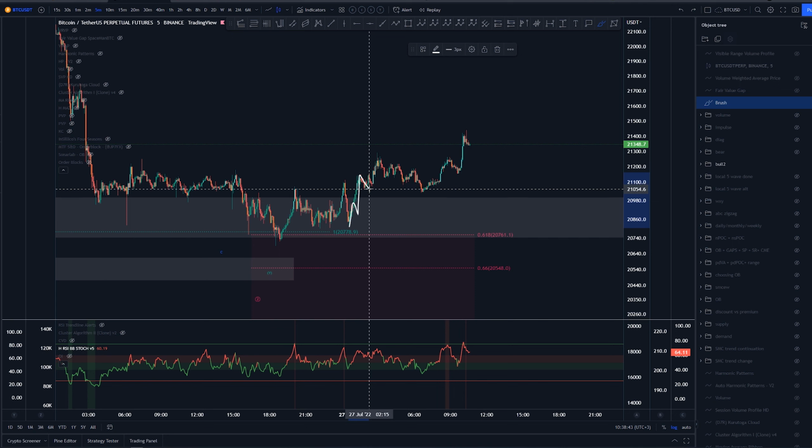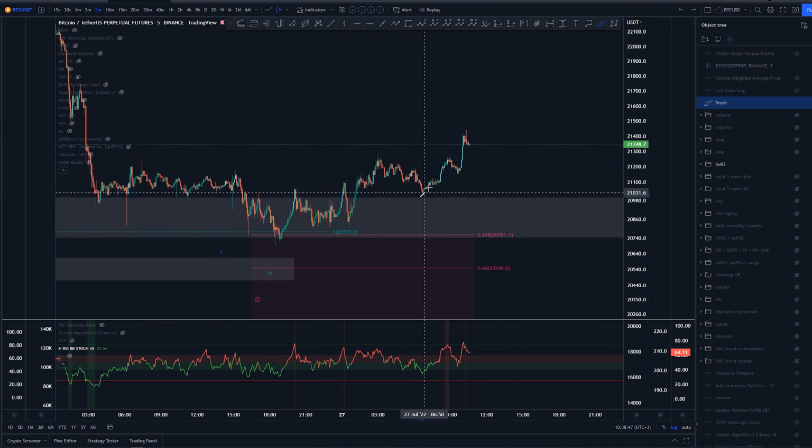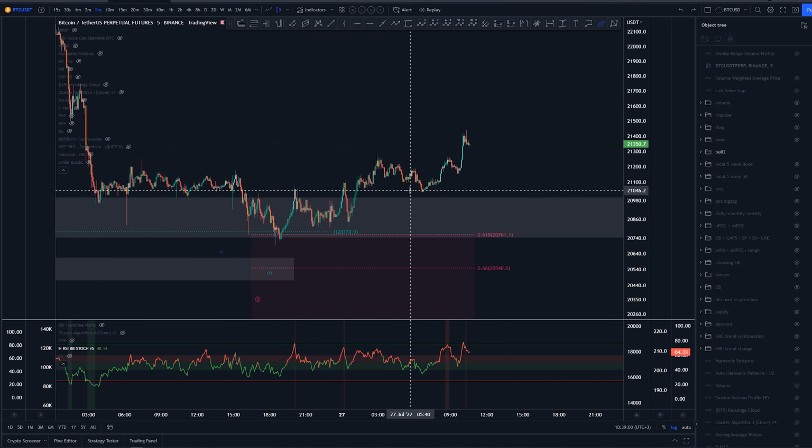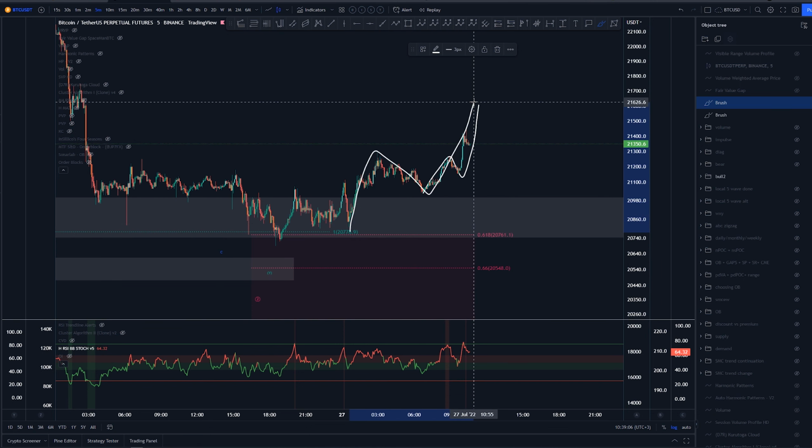So A, B, and then something else. This definitely looks like a 5-wave structure. And then we could have this as another 5-wave structure. A bit weird looking here though. So to me, it more likely looks like a 3-wave pullback here, and then again it could be 5 waves or 3 waves here to get some kind of structure like this.